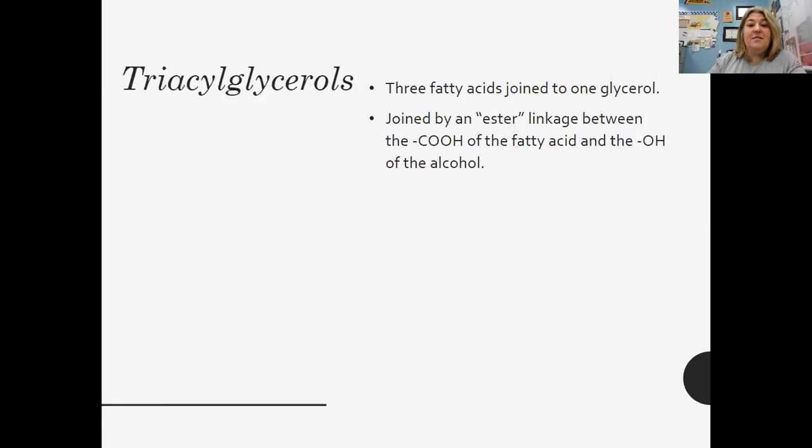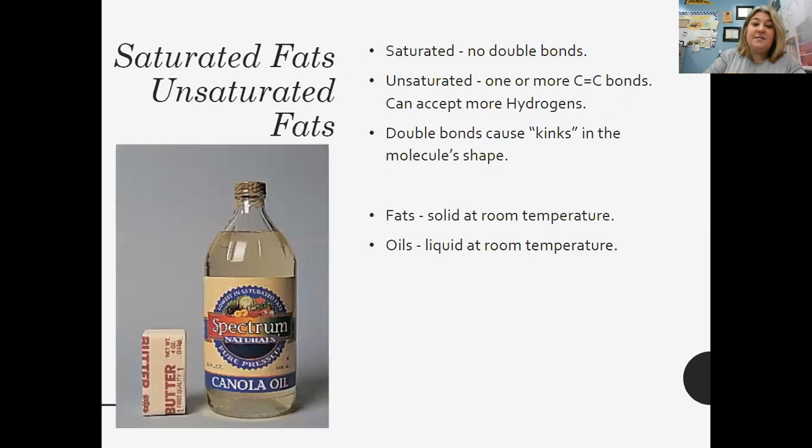So moving on. Triacylglycerols are 3 fatty acids that are joined to one glycerol by that ester linkage, like I just showed you in the last picture. Of course, the carboxyl group that we see at the end is what makes it the acid, the OH is what makes the glycerol an alcohol, and the methyl, the CH3, is what makes it the fat.